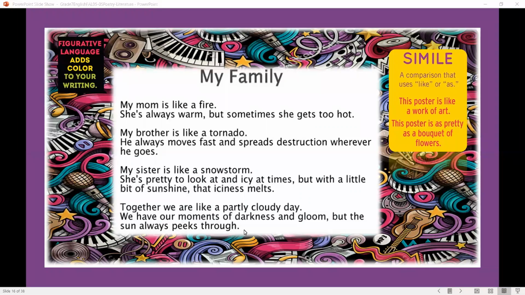So yes, very good. Together we are like a cloudy day. So a cloudy day, there are times where it's really nice and there are times where it's overcast, and I think it's a very good description of anybody's family. So that is the word like used very well in this poem, your simile.